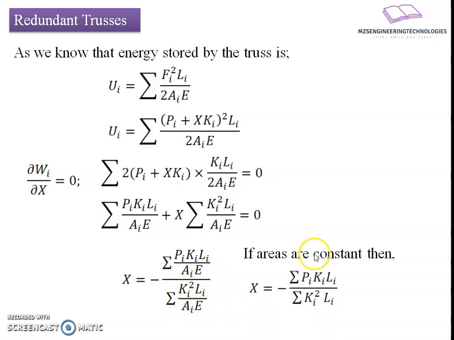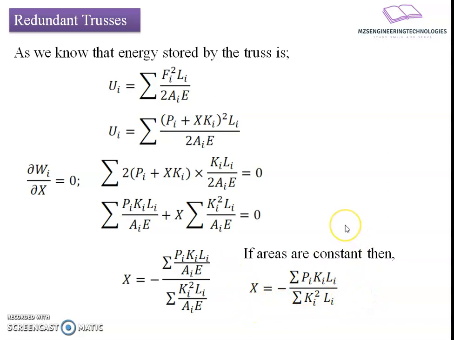If suppose the cross-sectional areas of the members are constant, then this Ai E, the axial rigidity, will get cancelled. In the numerator we will have the product Pi ki Li, and in the denominator we will have ki square Li. This will give the value of the redundant force.